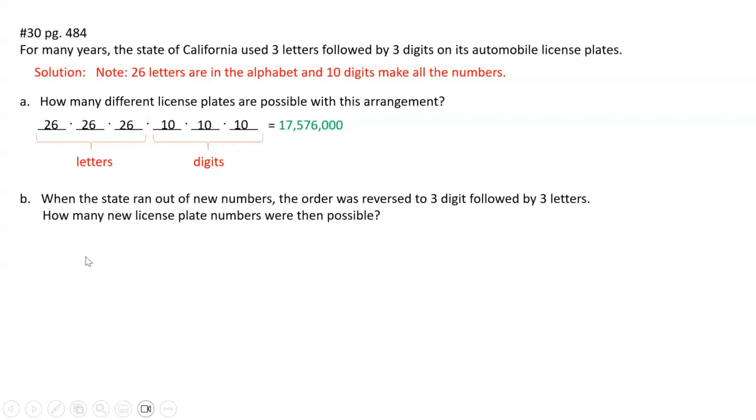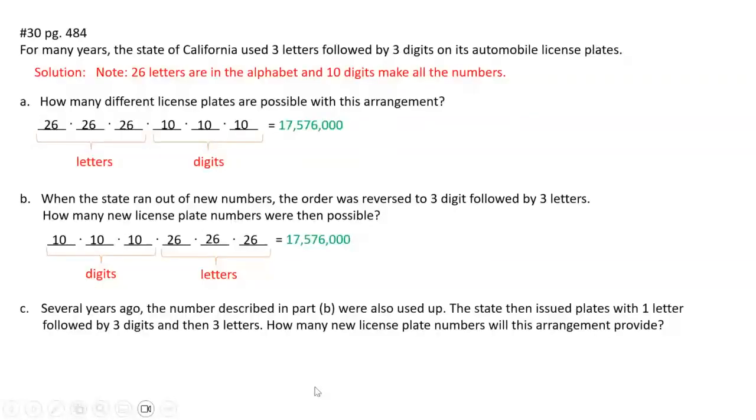Now for part B, when the state ran out of new numbers, the order was reversed to 3 digits followed by 3 letters. So 3 digits followed by 3 letters. Again, there's no other restriction. So it's going to be 10 times 10 times 10, and 26 times 26 times 26, which will give you the same thing as part A, 17,476,000.